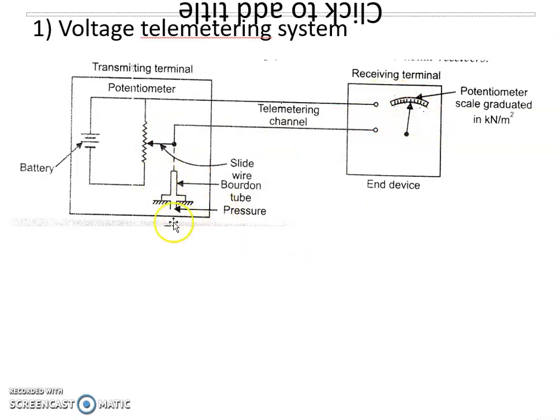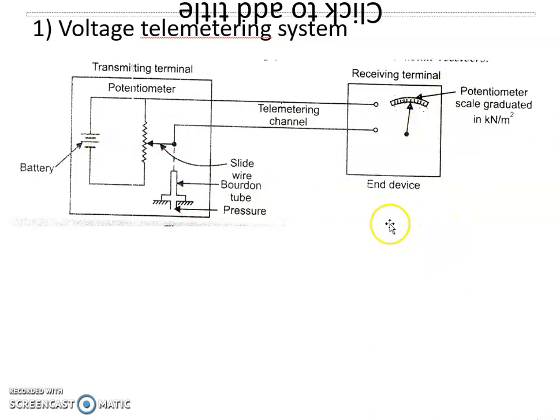So this is how the pressure is represented in the form of a voltage signal. The input pressure is converted into voltage here, and that voltage signal is transmitted from transmitter to receiver. At the receiver, the change in the voltage due to applied pressure can be measured. So indirectly here we have transmitted the quantity which is to be measured, that is the measurand, the pressure, from the transmitting terminal to the receiving terminal.